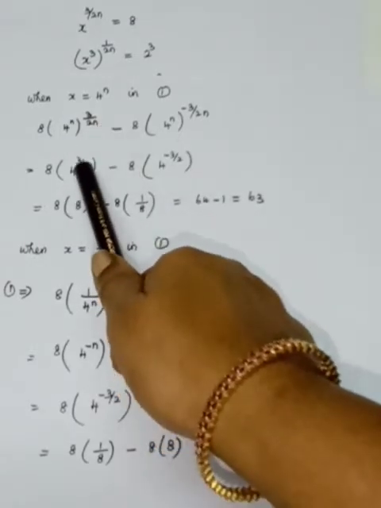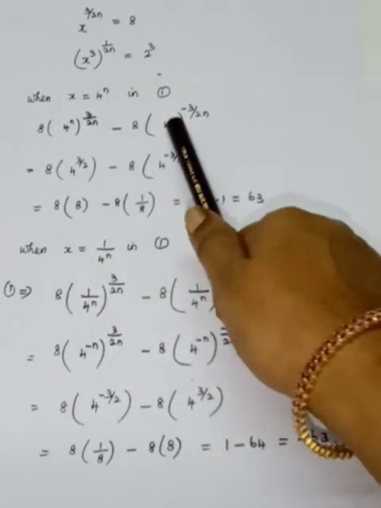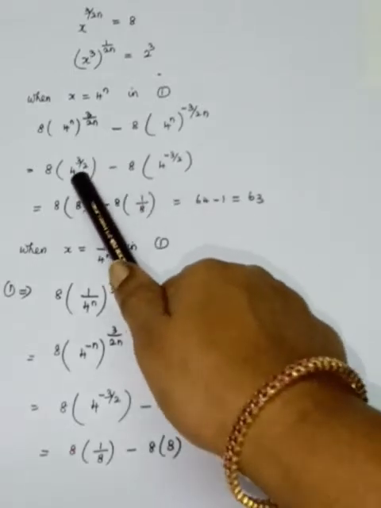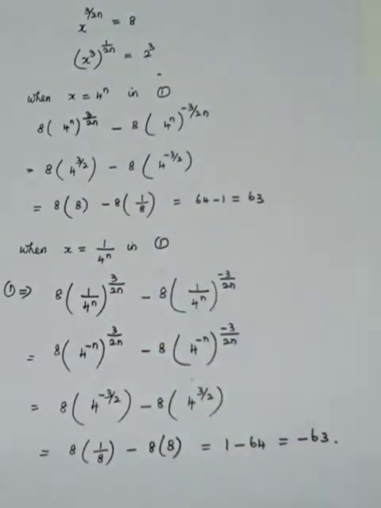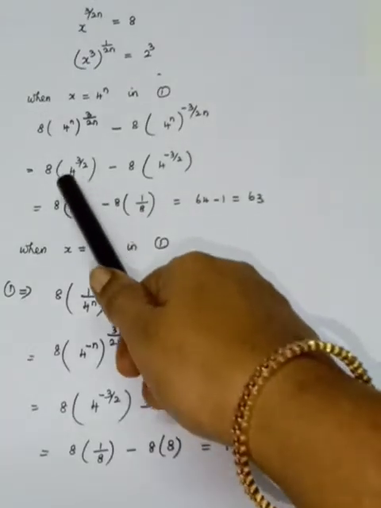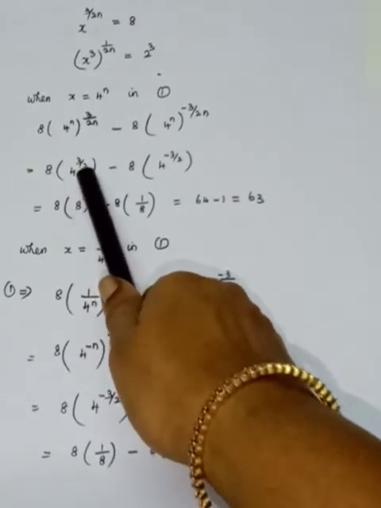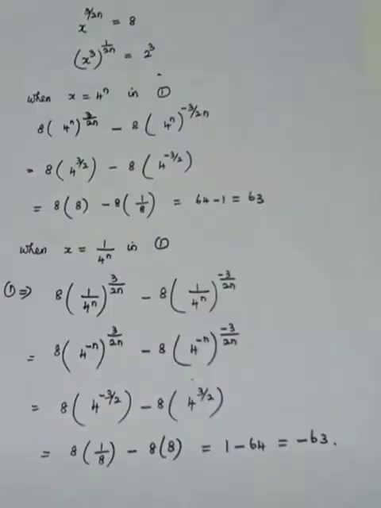So it will be 4 to the power 3 by 2. Here also this n and this n get cancelled. It is 4 power minus 3 by 2. What is 4 power 3 by 2? It is nothing but 8. How? 4 power 3 by 2 means the power is 1.5, so 4 power 1.5 can be written as 4 into root 4. Root 4 is 2, and 4 twos are 8. Otherwise, this can be written as 2 squared.